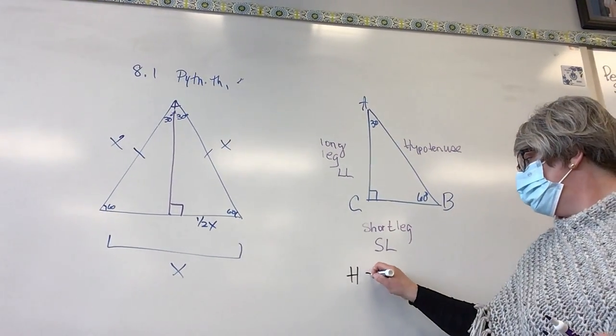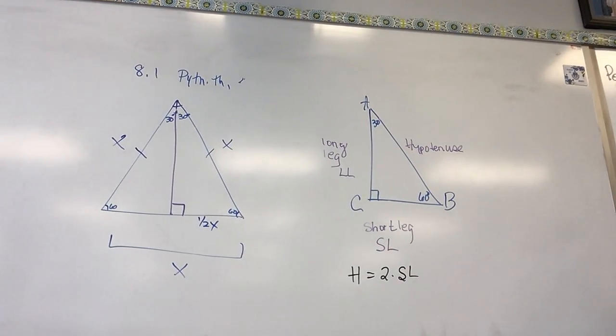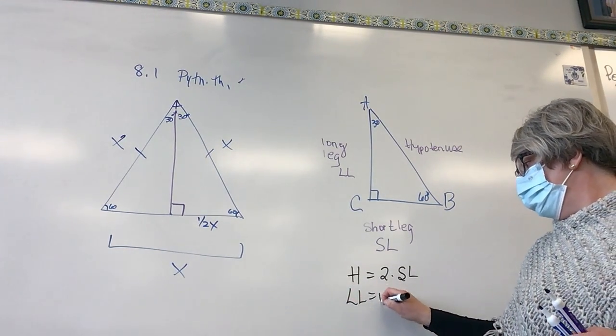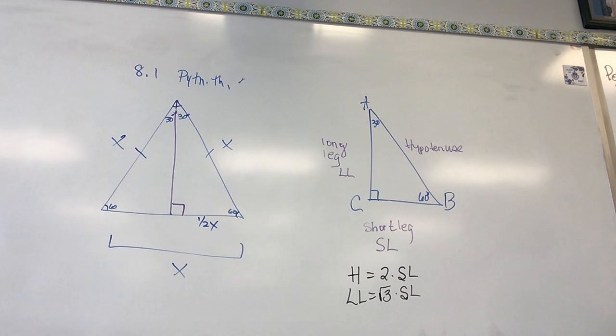We have hypotenuse is equal to 2 times the short leg, and long leg equals radical 3 times the short leg. So in the 45-45-90 we only have one formula, but here we have two. Now, if you look over here real quick, you see how we have the 45-45-90, and then we have the 30-60-90, which you don't know yet, the 30-60-90 formulas.